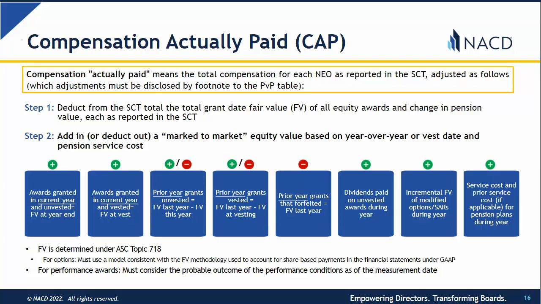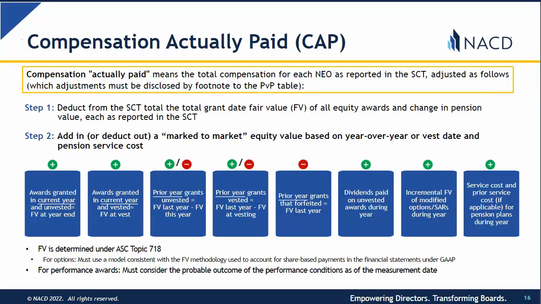Let's take it one step further, and then I'll stop with math. Let's say we still have this award granted in March of 2022 at $10, 100 shares. It's still unvested at the end of next year, so at the end of 2023. As we mentioned, we assumed at the end of 2022, stock price was $7. My fair value at the end of last year was $700. Let's assume the stock price went up a little bit. At the end of 2023, it's now $11. So my fair value at the end of 2023 is $1,100.